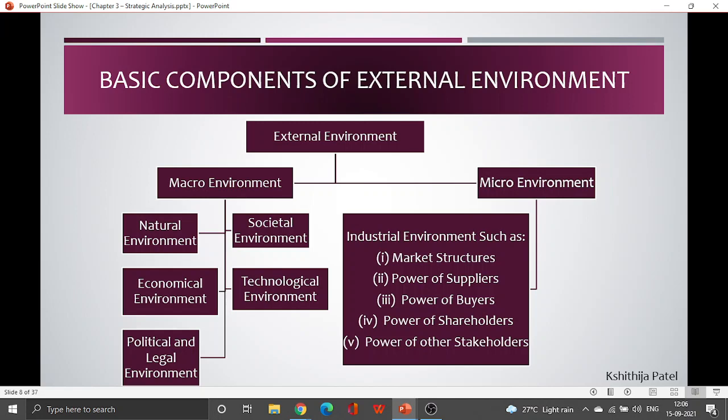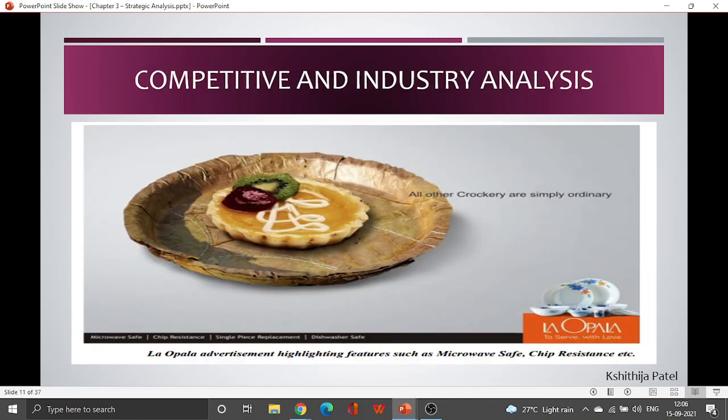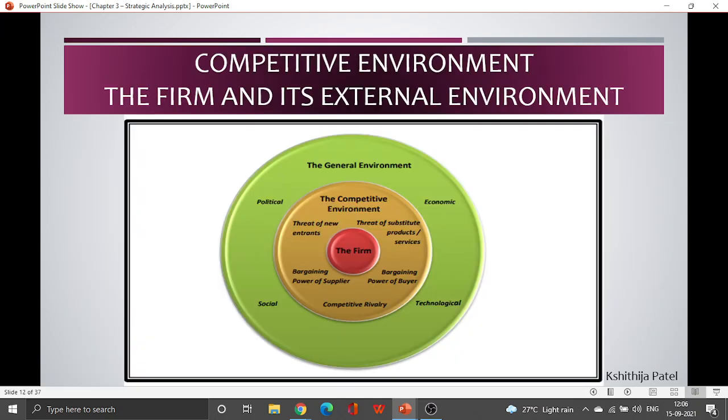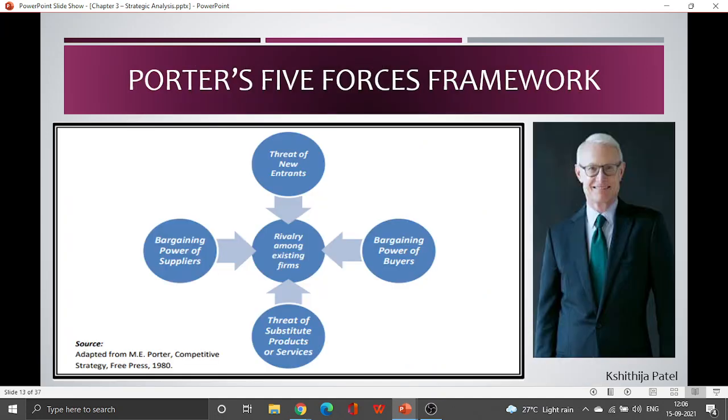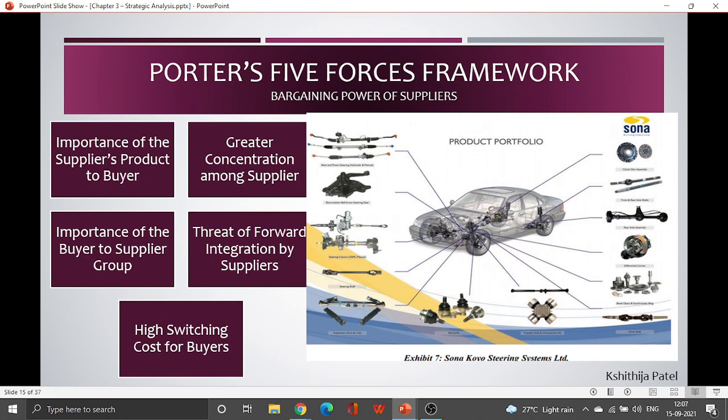Then we also studied the basic components of the external environment, where the microenvironment we divided on the basis of, especially if you observe, nothing but Porter's 5 force model. Then we also studied the general and industrial environment. Then we spoke about the general business environment. We spoke about competitive and industrial analysis, and we did discuss the competitive environment of the firm, and how it has a connection with the external environment. Then we also studied in detail Porter's 5 force model. Each one of the 5 forces we studied in detail with explanation.